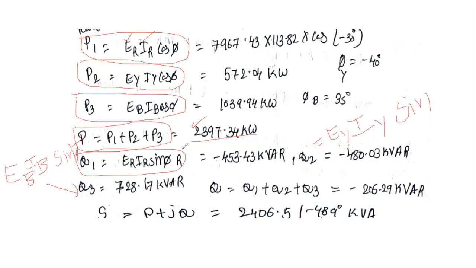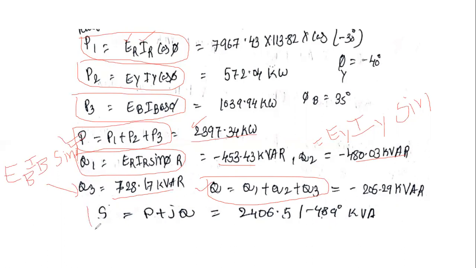Then we calculate the total reactive power. What is the formula for total reactive power? That is Q, therefore Q is equal to Q1 plus Q2 plus Q3. This is the Q1 value, this is the Q2 value and this is the Q3 value. This is the real power P and this is the reactive power Q.